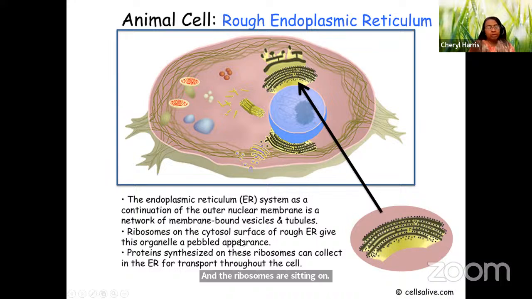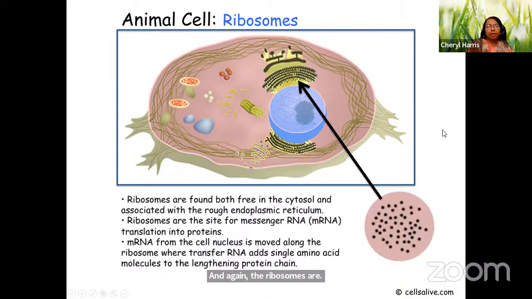Now, there are two types of endoplasmic reticulum. There's smooth endoplasmic reticulum and rough. So some of the endoplasmic reticulum does not have ribosomes on it. So if it doesn't have it, it's called smooth ER. If it does have ribosomes on it, they're rough ER. So that's just the difference between the two of those. And again, the ribosomes are going to be where the proteins are made.